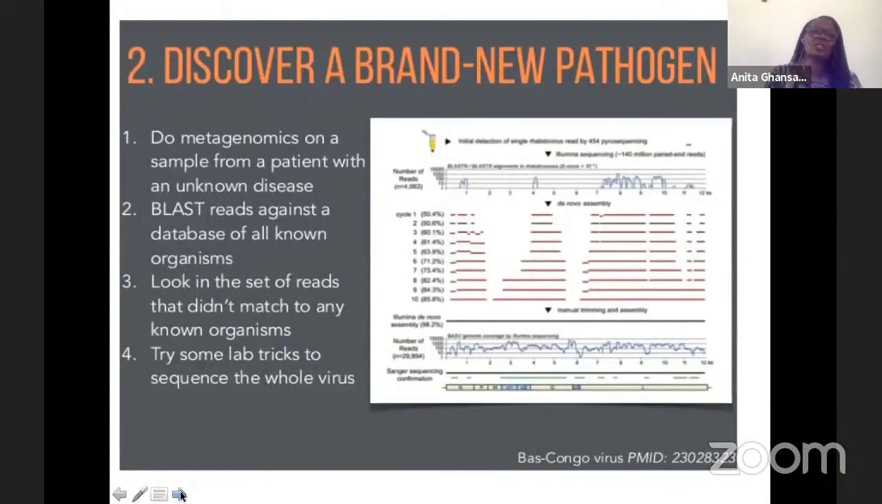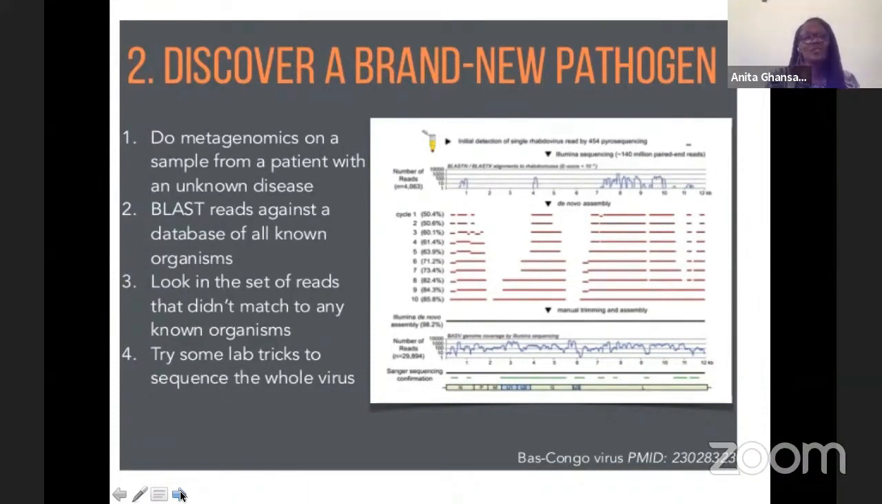The second way is to discover brand new pathogens. So if there is a brand new pathogen, what we can do is to do metagenomics on samples from a patient with this unknown disease, and then you blast the reads against the database of all known organisms.